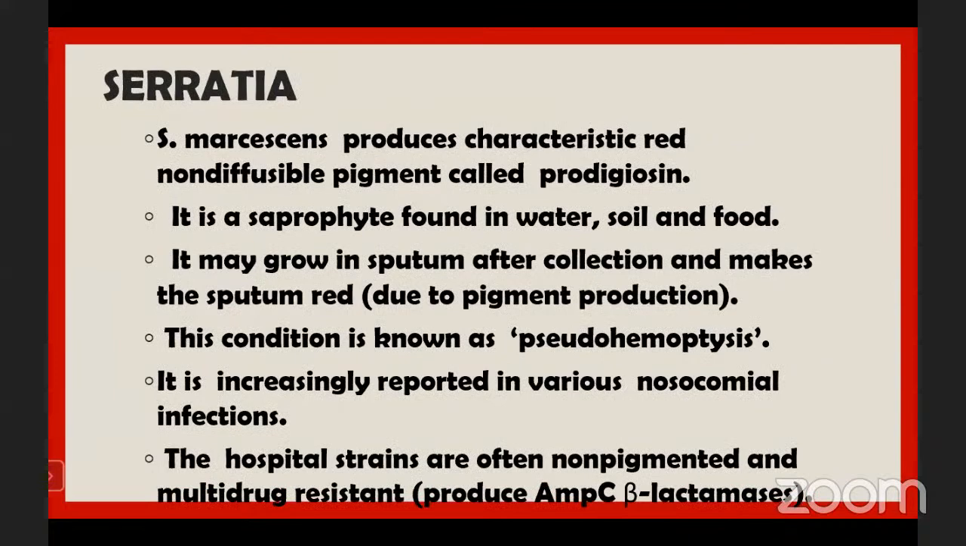Next is Serratia. Serratia marcescens produces a characteristic red non-diffusible pigment known as prodigiosin. It is a saprophyte found in water, soil, and food. It grows in sputum after collection and makes the sputum red due to pigment production. This condition is known as pseudohemoptysis.